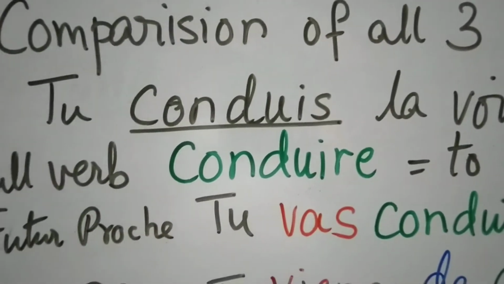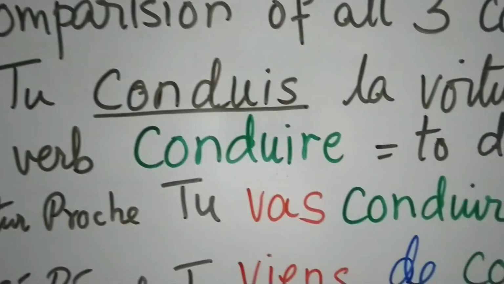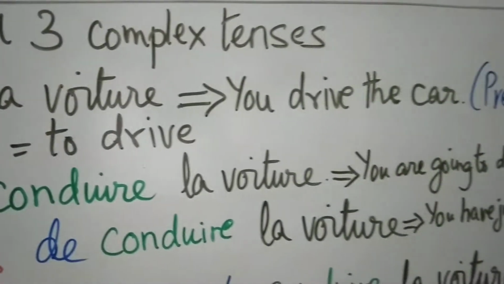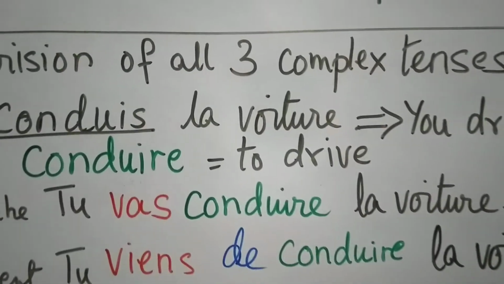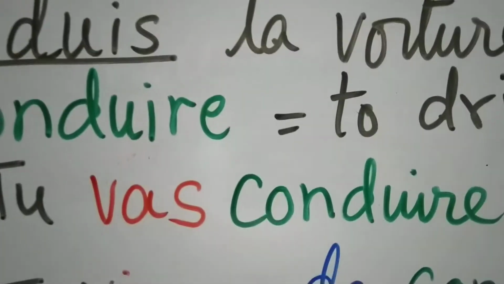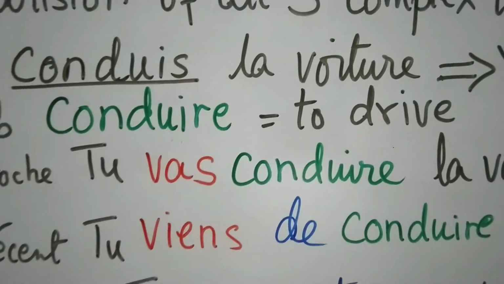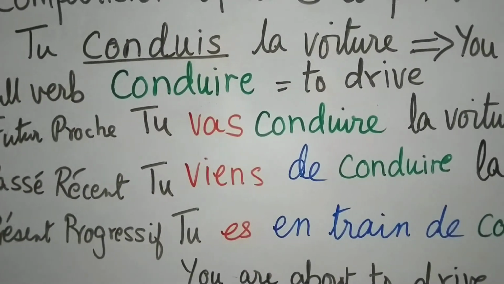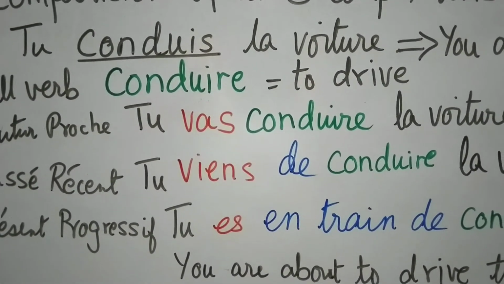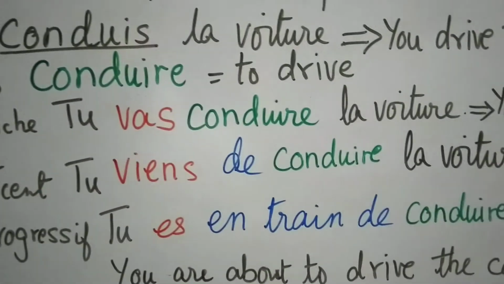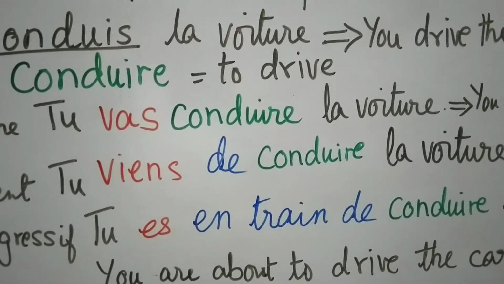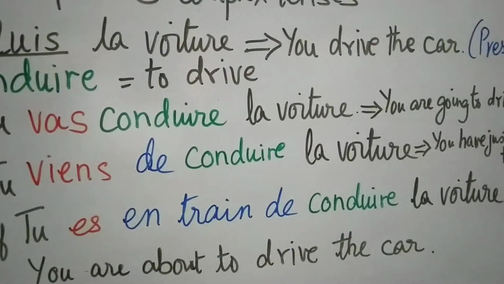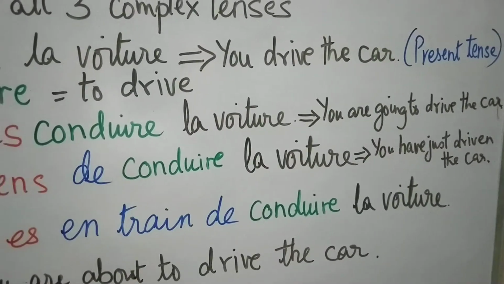Now if you want to put the sentence in the future proche, you will have tu vas conduire la voiture. You are going to drive the car. So present tense of the verb aller plus the full verb which is given will give you what is known as the future proche. Now moving on to the passé récent, the same sentence, tu conduis la voiture, it will become tu viens de conduire la voiture. Present tense of the verb venir plus de plus the full verb. So tu viens de conduire la voiture. You have just driven the car.